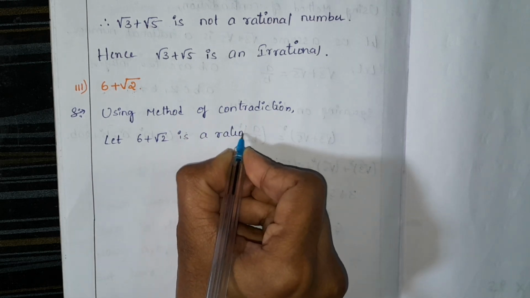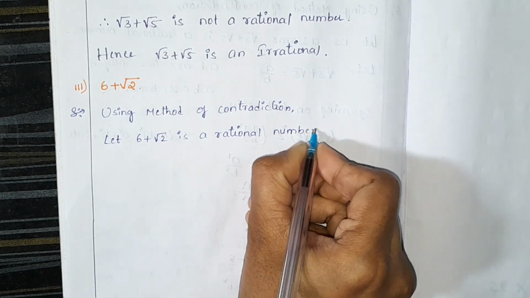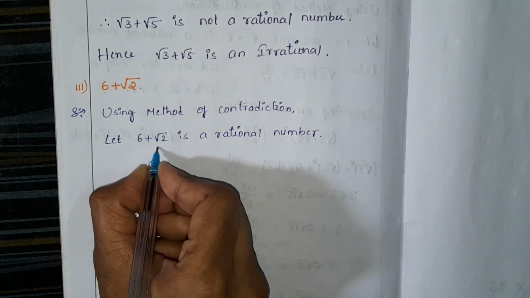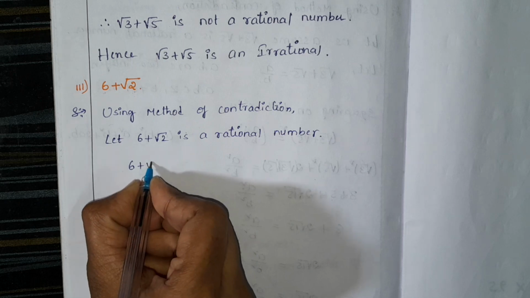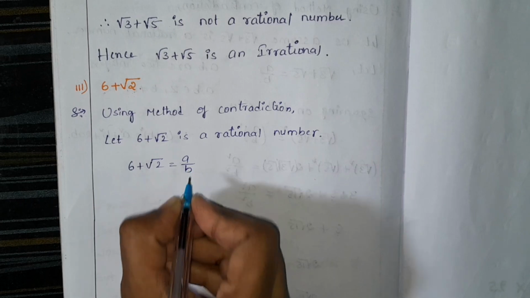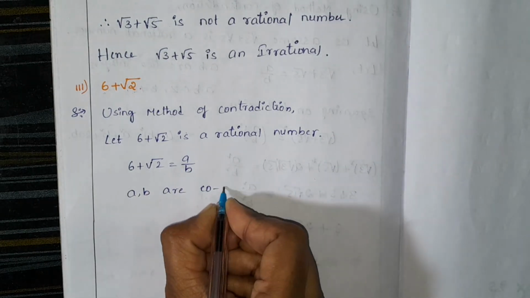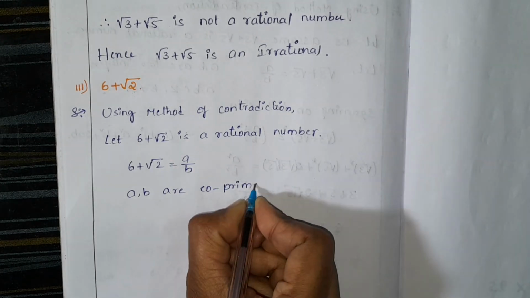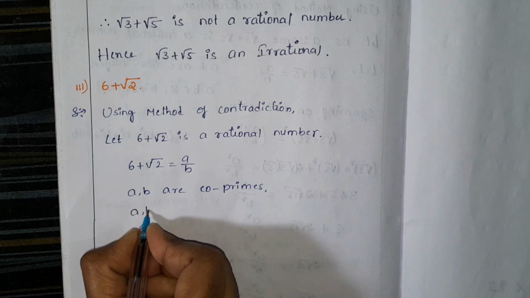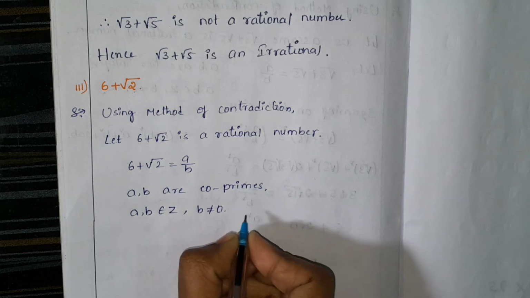That means it should be in the form of a by b, or else we can assume p by q also. p by q is nothing but a rational number only. Here 6 plus root 2 equals a by b, which is in the form of a rational number. Here a, b are co-primes, where a, b belong to Z and b is not equal to 0. This is the condition for rational numbers.